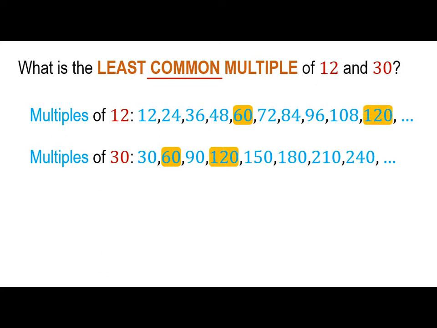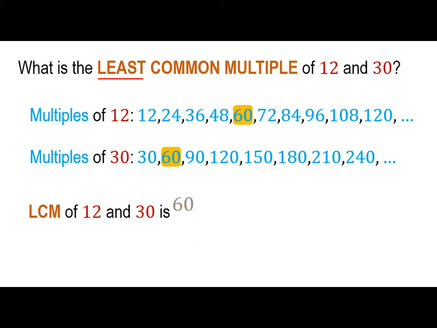Then 120 is also a common multiple, and if you go further you might find more common multiples of 12 and 30. But we are not going that way. Why? Because we need to pick the smallest common multiple. Any further multiples will definitely be larger. Since we need to select the least one, we need not go further. Now among 60 and 120 you can easily pick the smallest one, which is 60 definitely. So we can say that the LCM of 12 and 30 is simply 60.